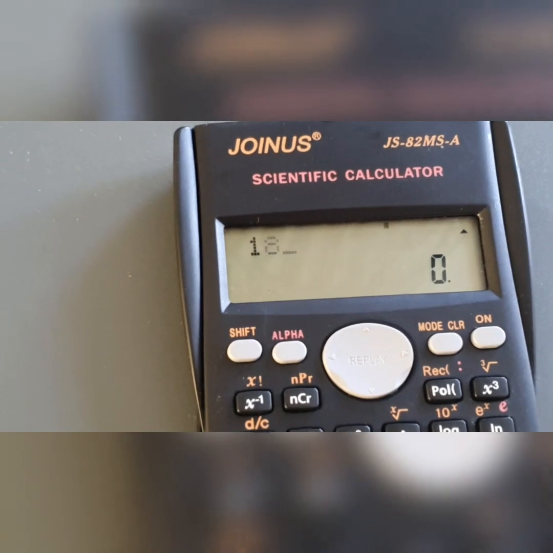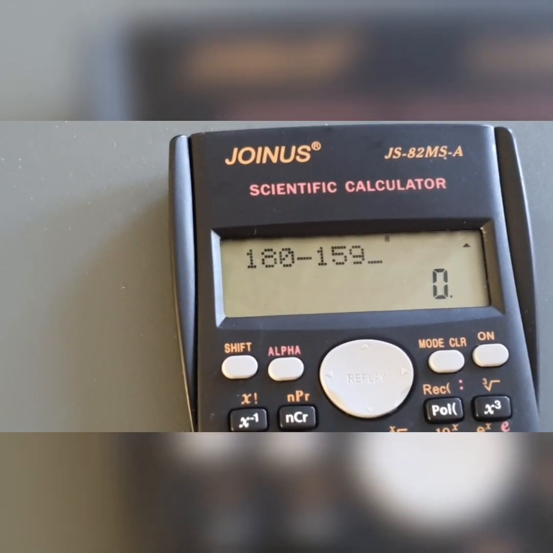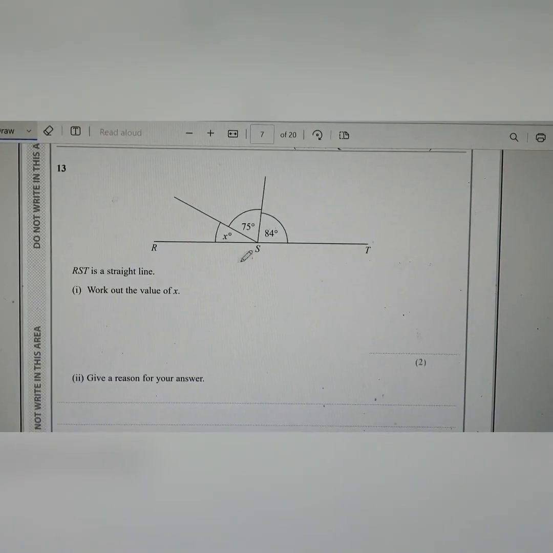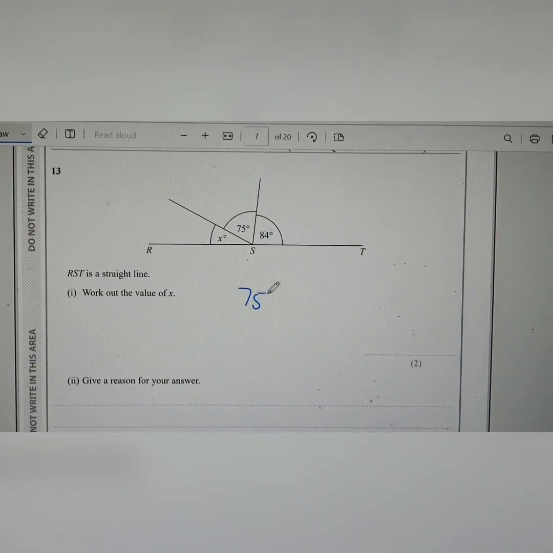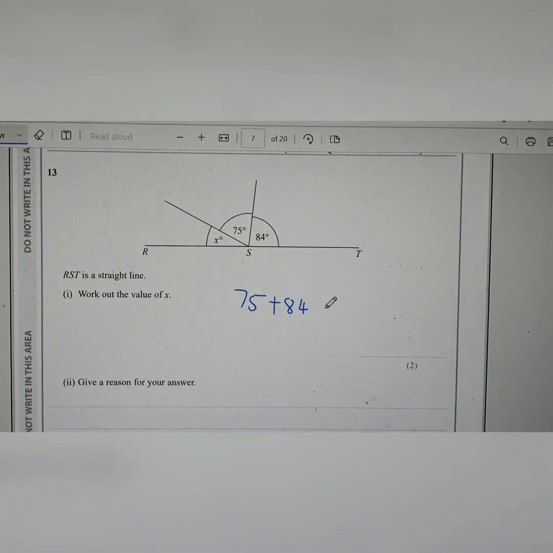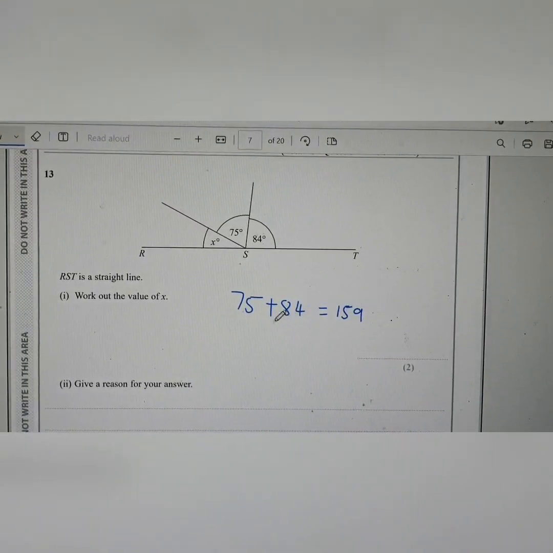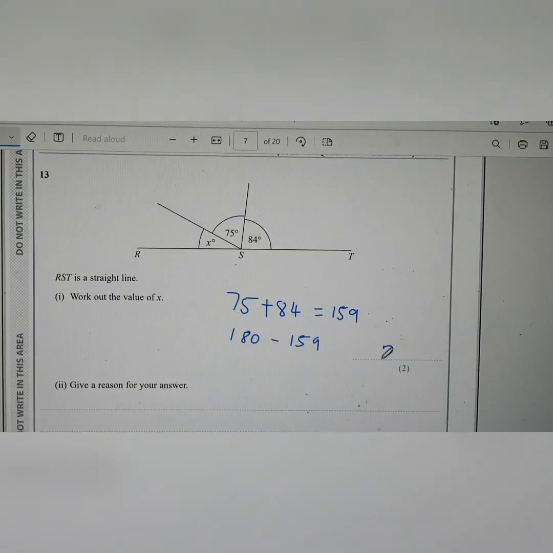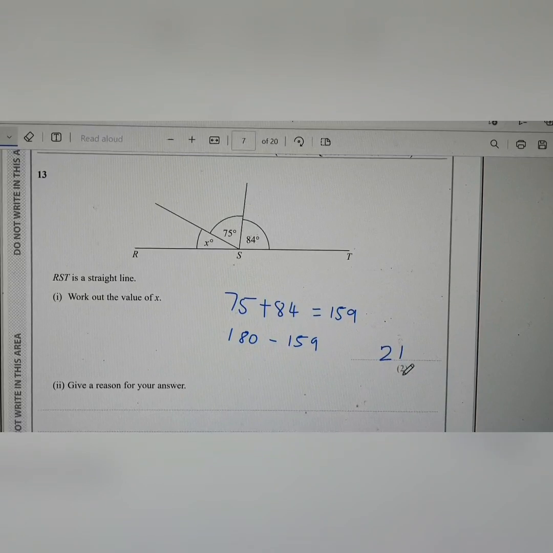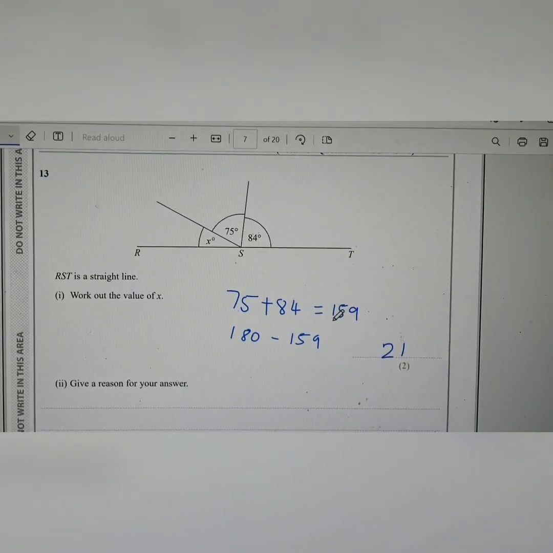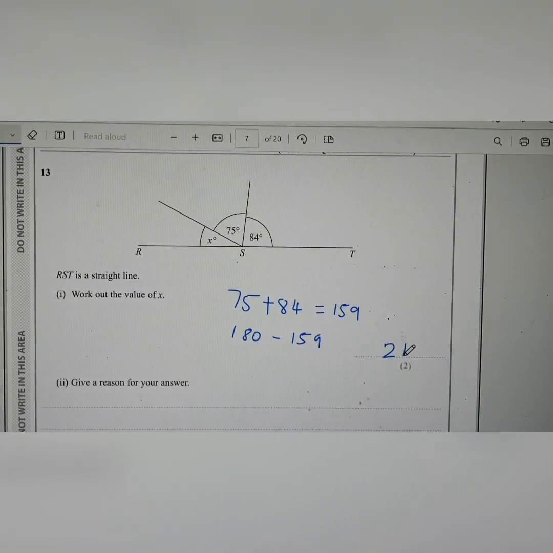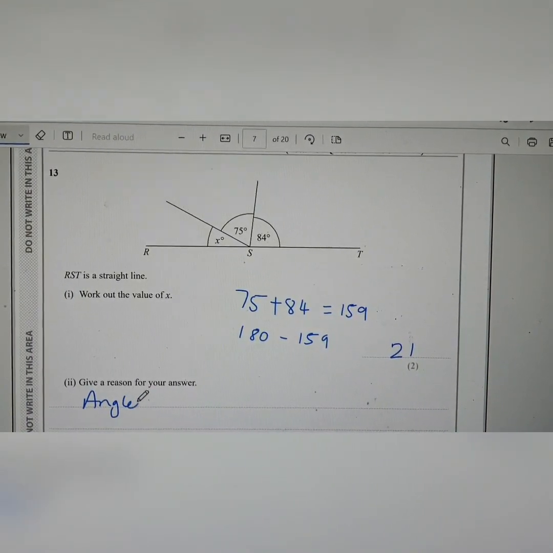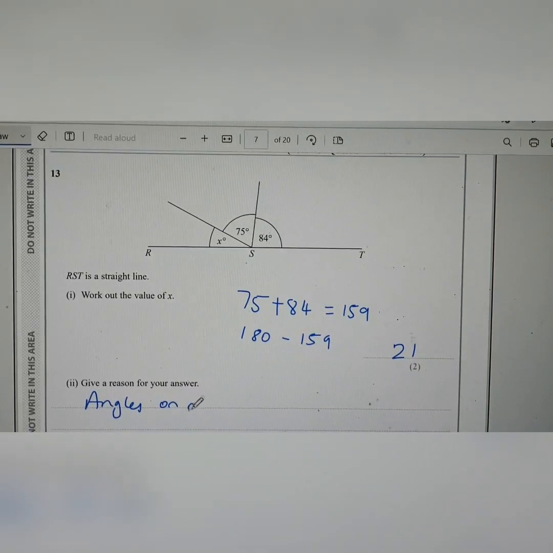Take it away from 180, which is 21. 75 add 84 is 159. 180 take away 159 equals 21. You must show your working because this is a 2-mark question. So show what you've done to get the 21 answer. Give a reason for your answer. Angles on a straight line add up to 180.